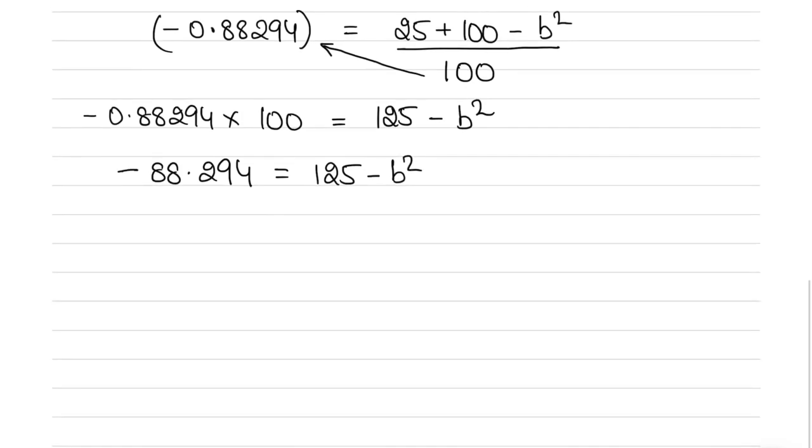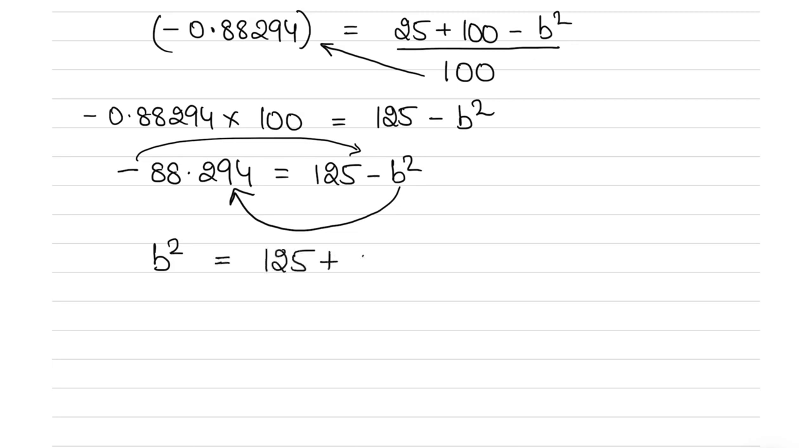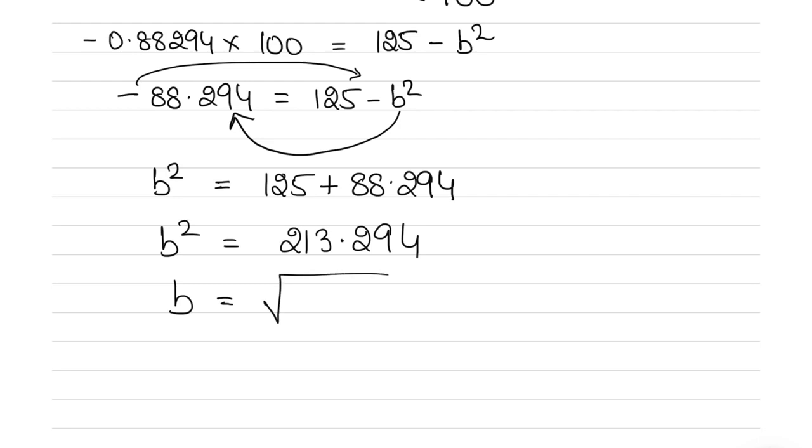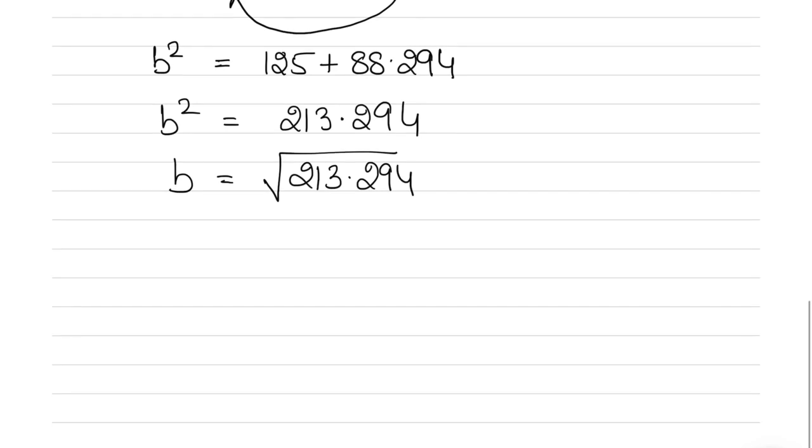Now what I will do is try to make the unknown positive. So I will bring it on this side here, and I will take this number and take it to the other side. So I will take my knowns to one side, all the numbers that I know, and the unknown on the left hand side. So the unknown comes on the left hand side, becomes a positive number, B square, and this becomes 125 plus 88.294. So now it becomes a positive number. It's no longer a negative 88.294. So that means B square equals 213.294, or B equals the square root of 213.294.